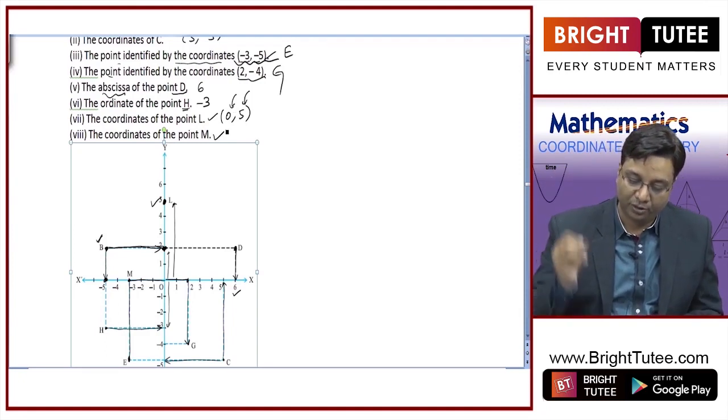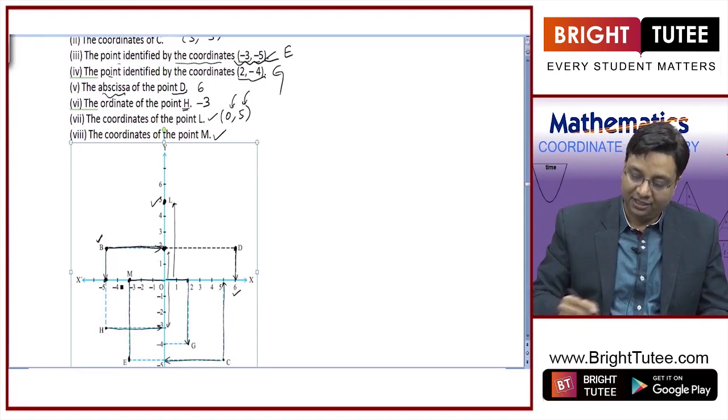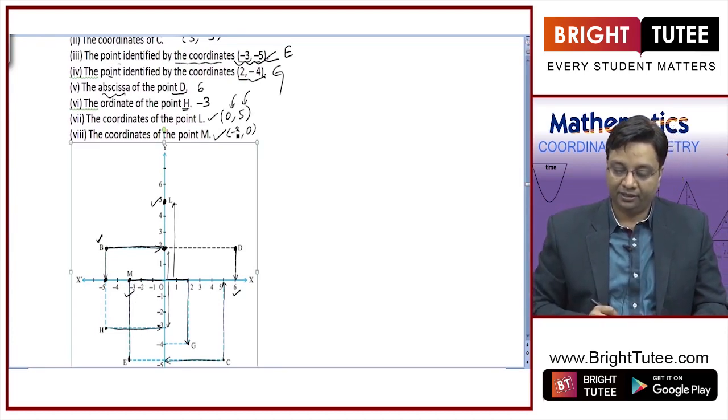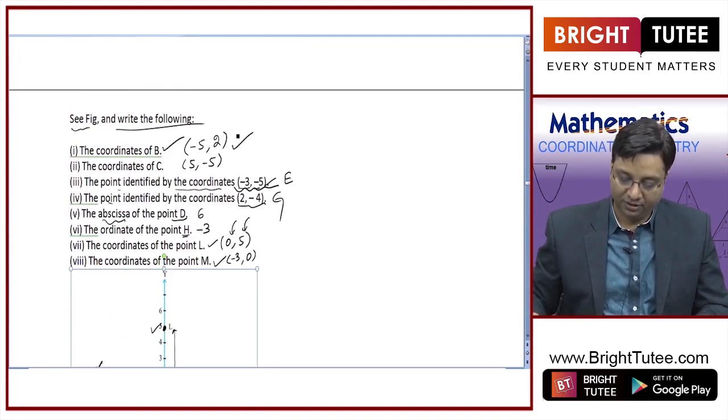The coordinates of point M. Now point M lies on the x-axis, so obviously its y coordinate will be 0, and for the x coordinate, this is the x coordinate, -3. Right? So these are the coordinates of the given points.